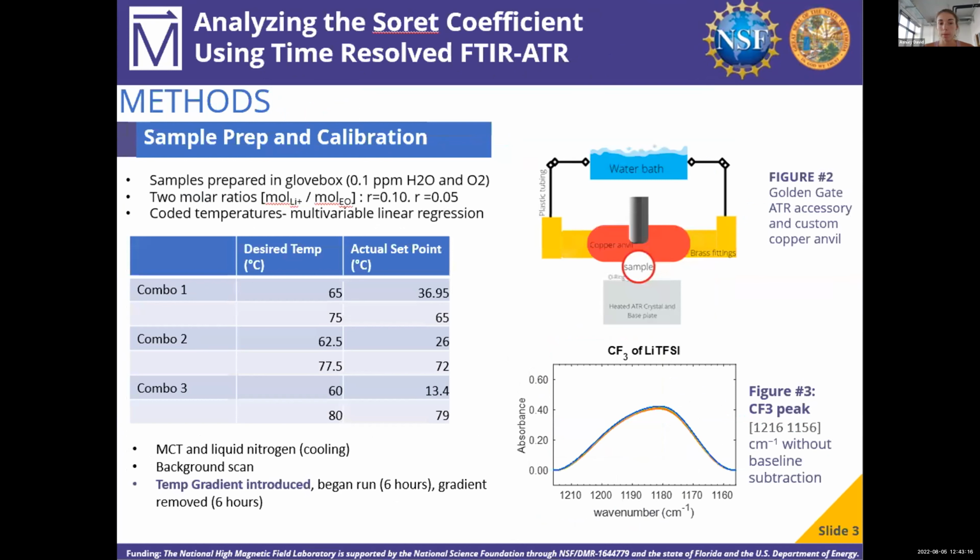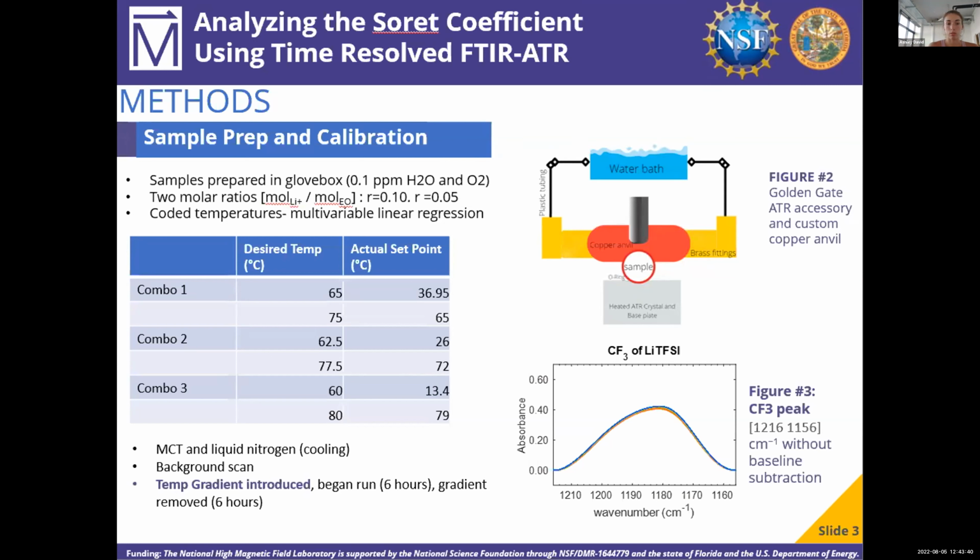So for my sample preparations, I made 2 samples of molar ratios 0.1 and 0.05 moles of lithium to ethylene oxide. I then used a custom anvil design as shown in the schematic I made on the right. The water bath cools the copper anvil, and then the ATR crystal and base plate is heated using the Golden Gate. This creates the desired temperature combination.